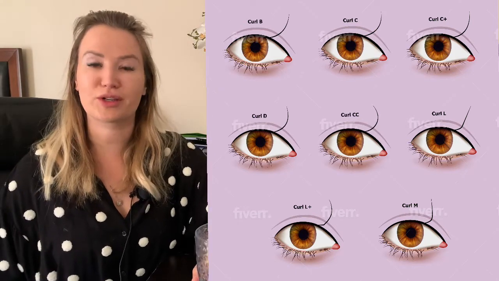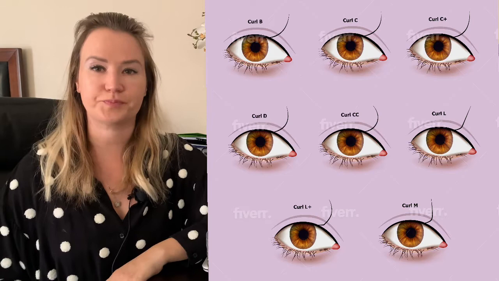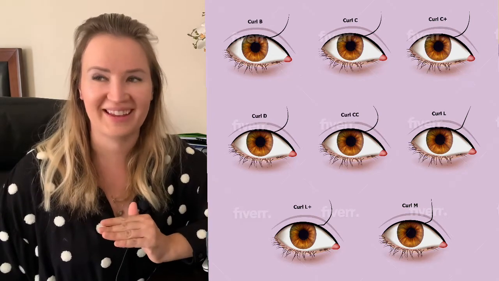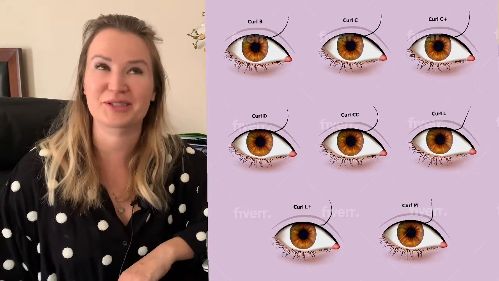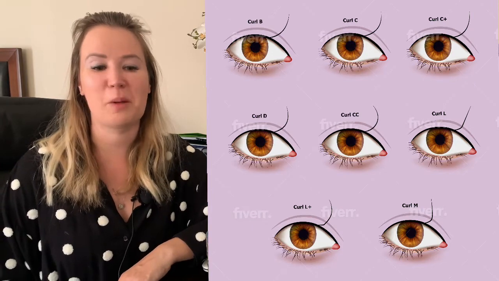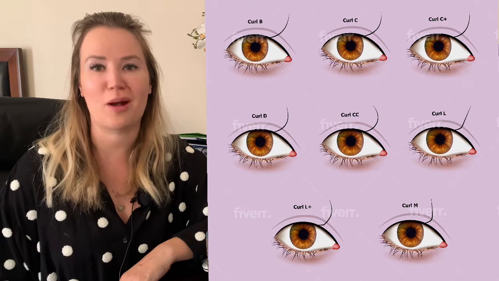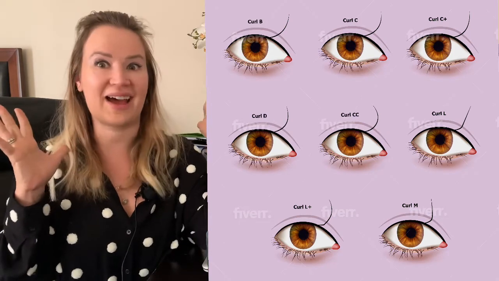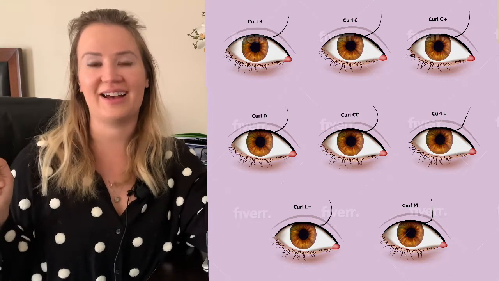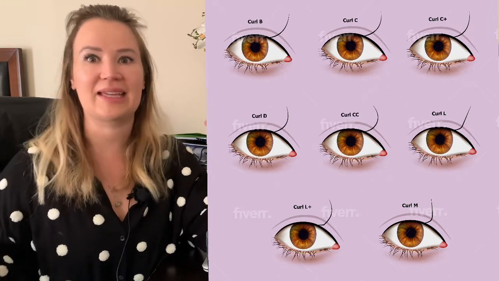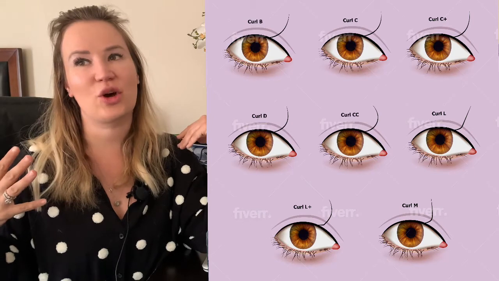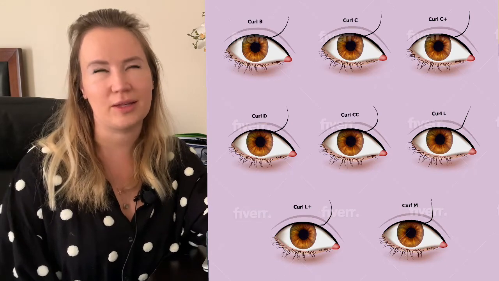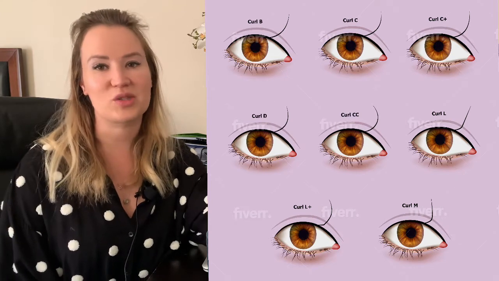The next curl we're going to talk about is the D curl. The D curl is the curliest curl. It's a tongue twister: curliest curl of them all. It has a lot of drama. It's really good for young clients that really like the bright-eyed, bushy-tailed look, that like to wear a lot of makeup, that like the mega volume look. So that's what a lot of lash artists use the D curl for, and it works really well for those types of clients.